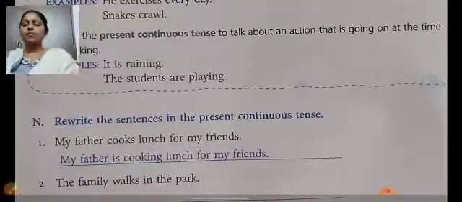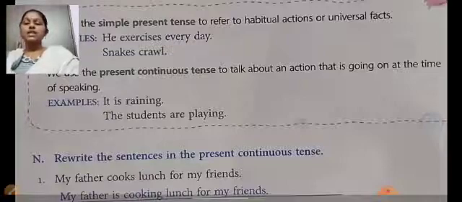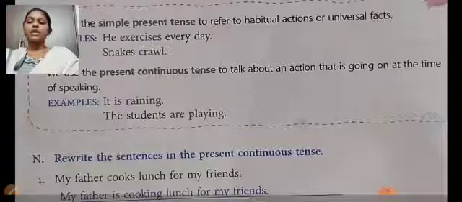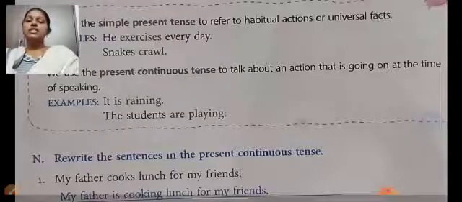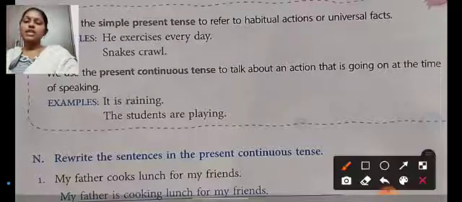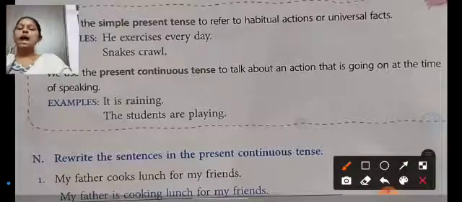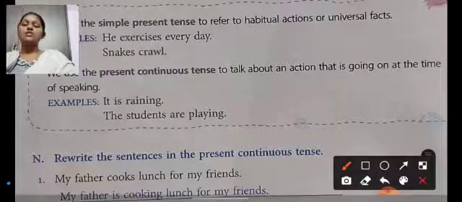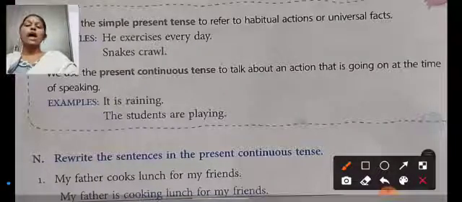Okay, and now let's move on to the next: simple present tense and present continuous tense. We are going to learn about simple present and present continuous of present time. Simple present tense is used to refer to habitual actions or universal facts. Habitual actions means everyday actions, those which we do regularly.